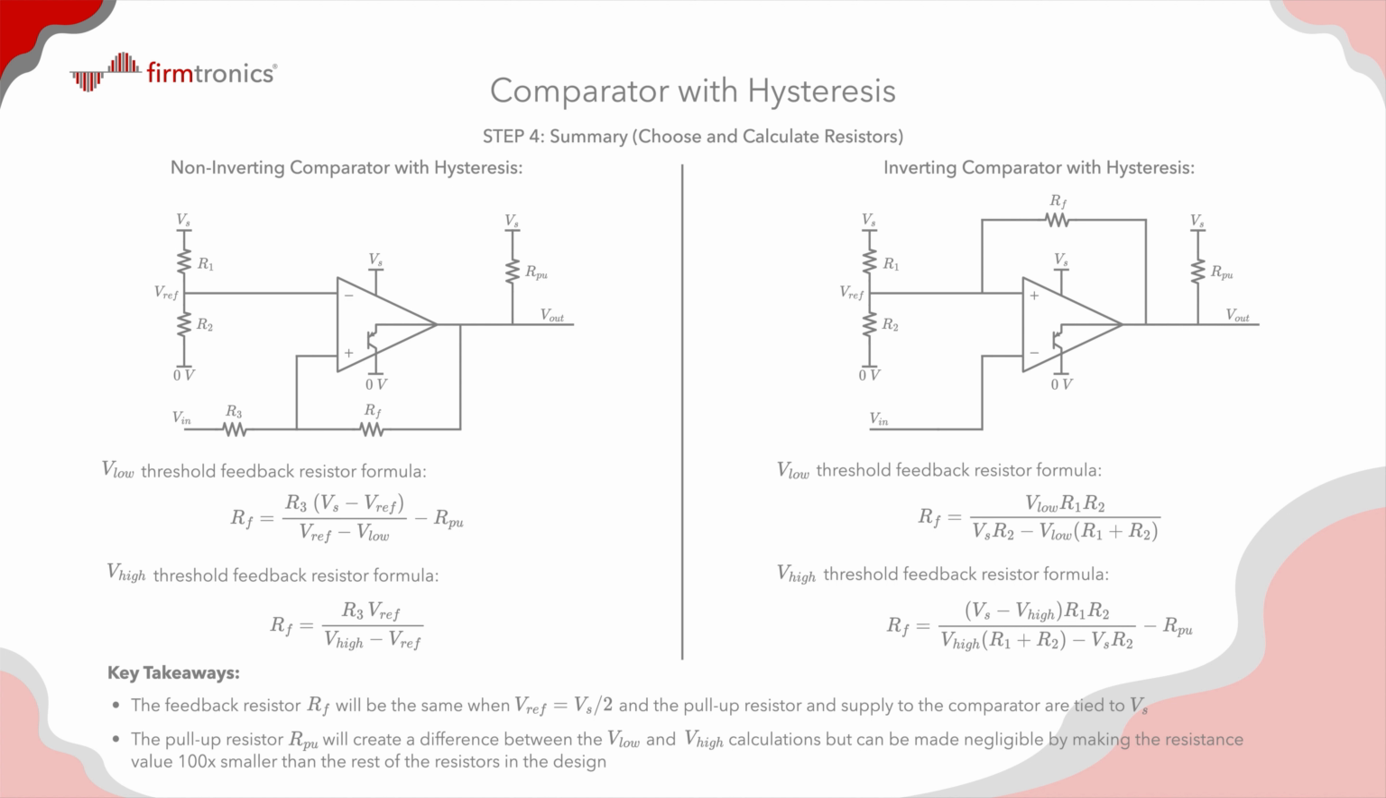So the key takeaways are, the feedback resistor, R sub F, will be the same when V sub ref equals V sub S on 2, which is basically half the supply voltage, and the pull-up resistor and supply to the comparator are tied to V sub S. The pull-up resistor will create a difference between the V sub high and V sub low calculations, but it can be made negligible by making the value 100 times smaller than the rest of the resistors in the design.